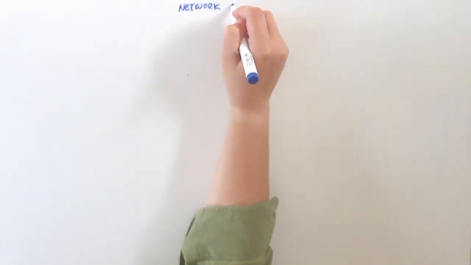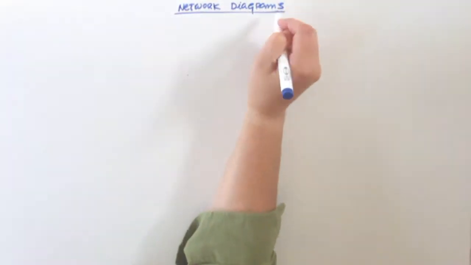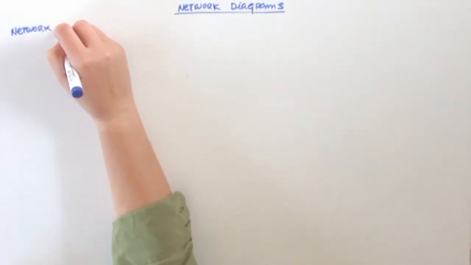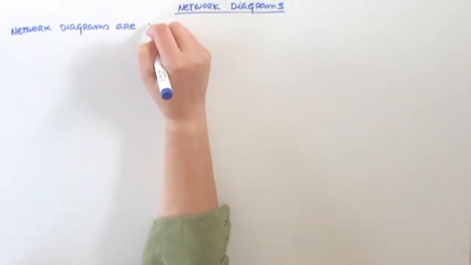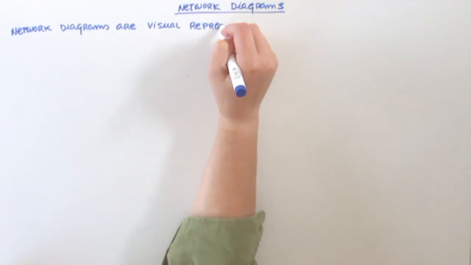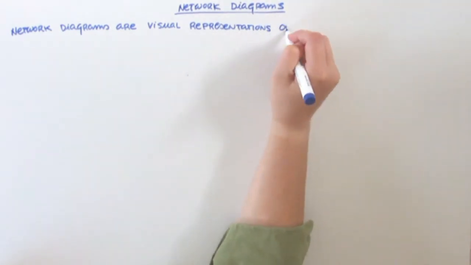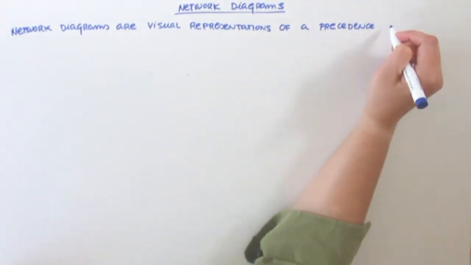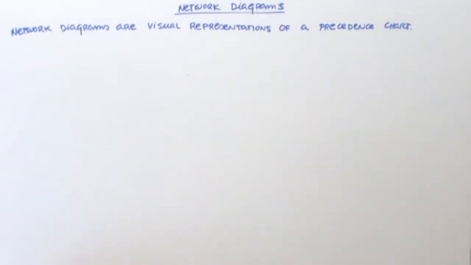Hola clase! Today we are learning to do network diagrams. As usual, I will give you how to do it step by step, and then we will make an example together. Network diagrams for critical path analysis are visual representations of a precedence chart.